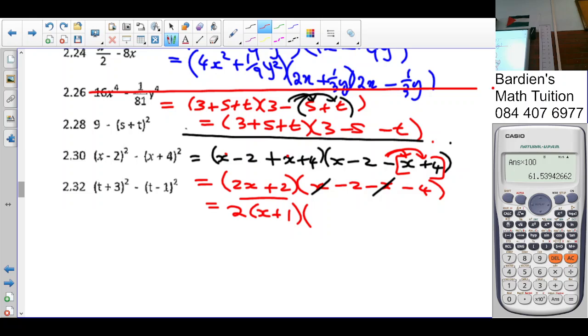Negative 2 minus 4? Negative 6. So what happens to that? Negative 6 times 2. It's negative 12 into 2. Who got that one right? Besides me? Nobody? Myra got it right? Nice.